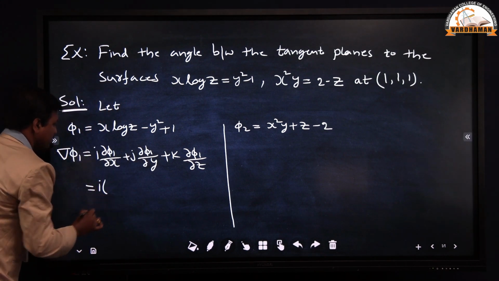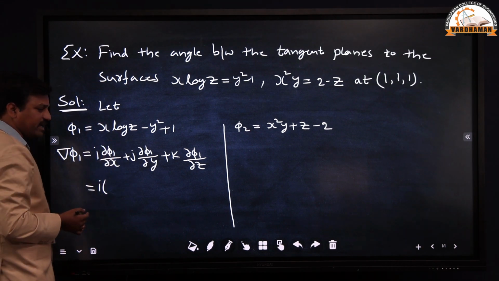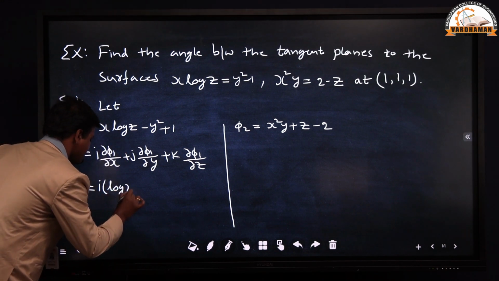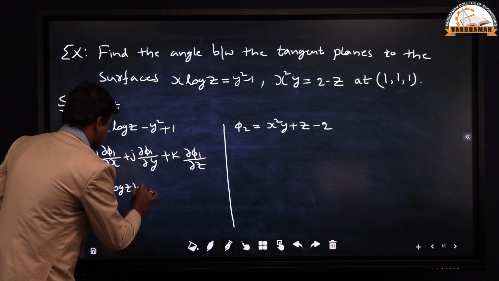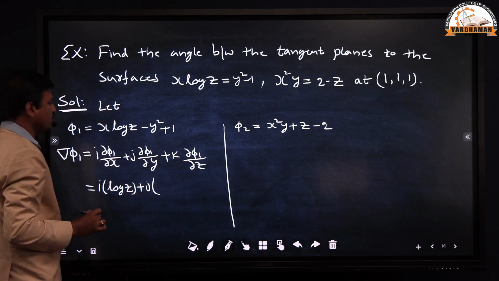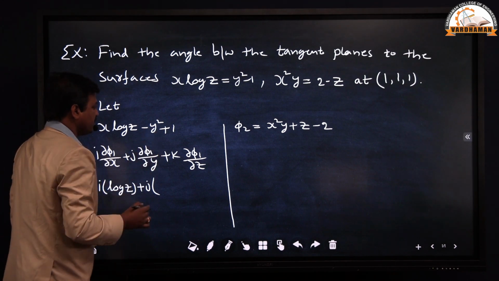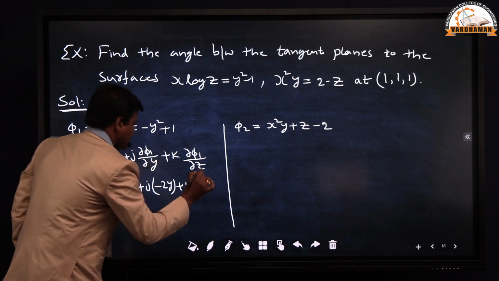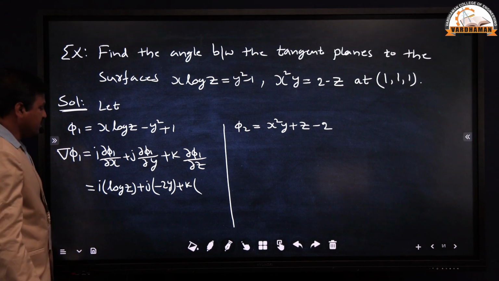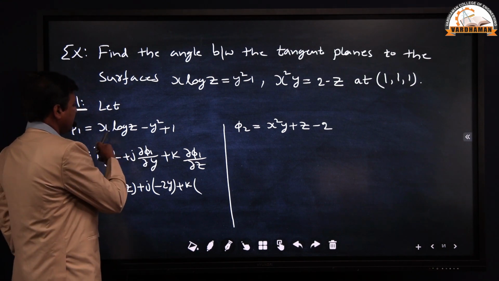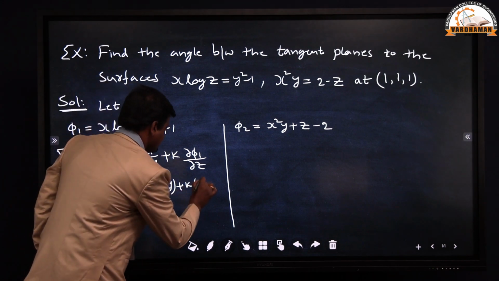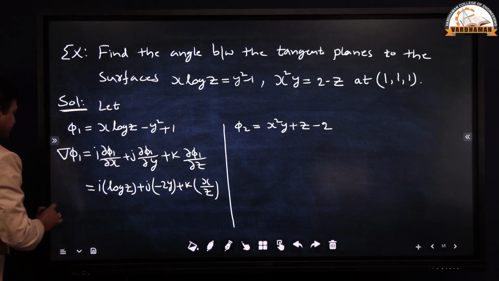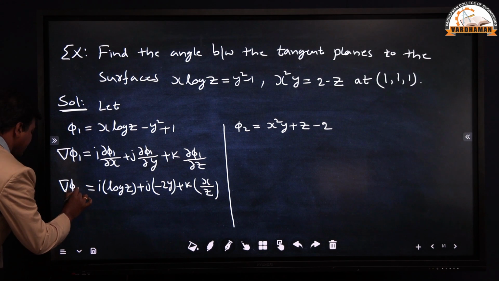This equal to i into dou pi 1 by dou x. Differentiate pi 1 with respect to x partially. We get x derivative 1 into log z plus j into dou pi 1 by dou y. So y square minus y square derivative is minus 2y plus k into dou pi by dou z. Dou pi by dou z, x into log z derivative is 1 by z. So x by z. This is del pi 1.